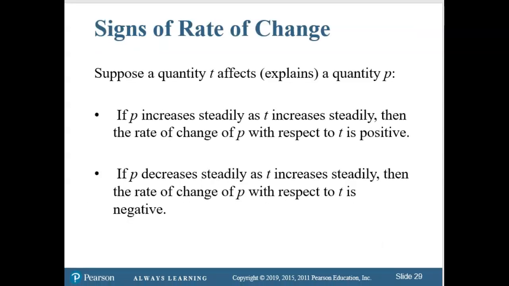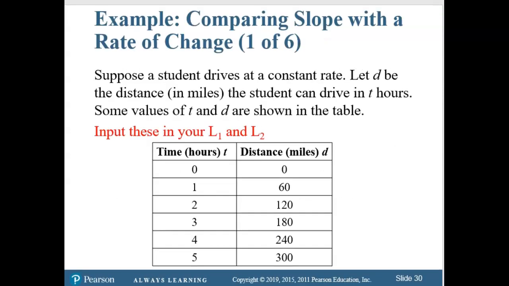So now, looking at the signs of the rate of change, this is kind of intuitive. So if P increases steadily as T increases, so both things are increasing, we're going to have a positive rate of change. If one of them is decreasing as one increases, then we're going to have a negative slope or a negative rate of change.